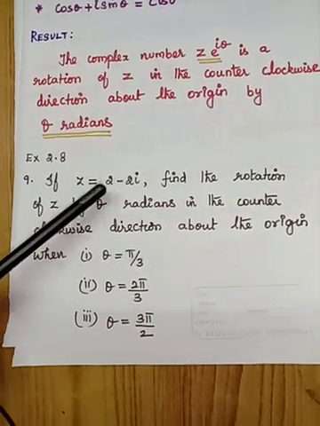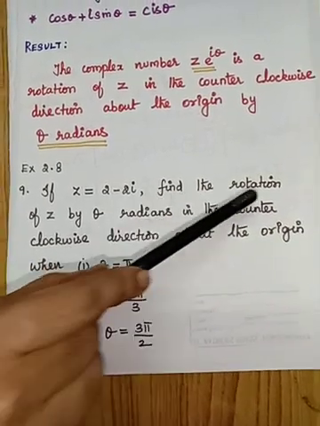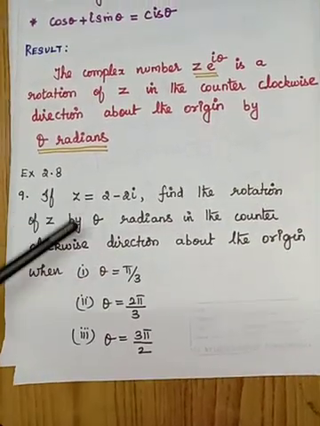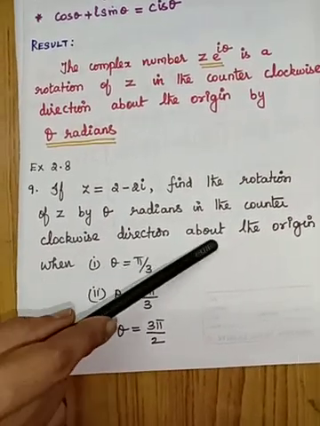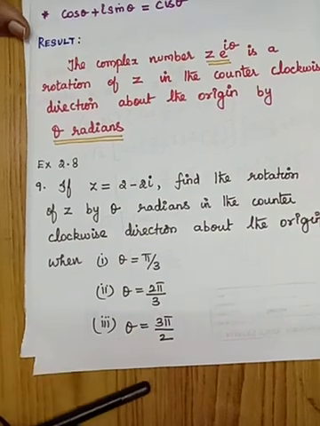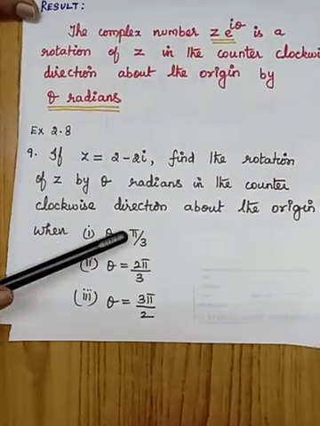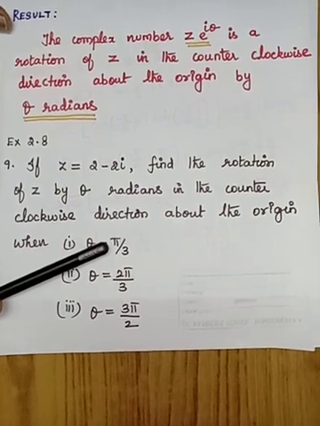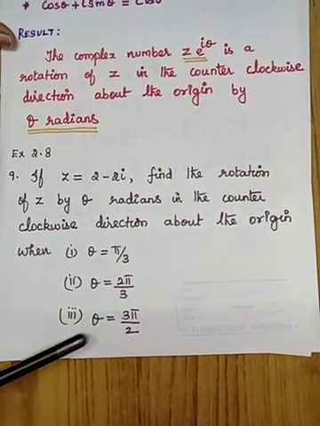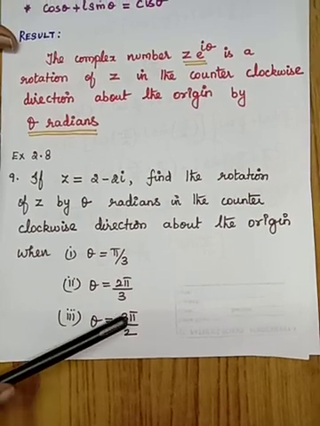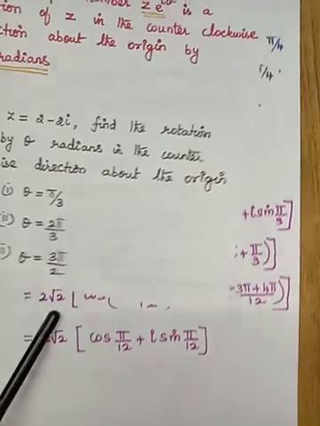If Z is equal to 2 minus 2i, we are going to find the rotation of Z by theta radians in the counterclockwise direction about the origin. Okay, so see now what thetas are given. First subdivision: theta is equal to pi by 3, that is 60 degrees. Second subdivision: theta is equal to 2 pi by 3. In the third subdivision: theta is equal to 3 pi by 2. This is the question. Now we are going to see the solution.